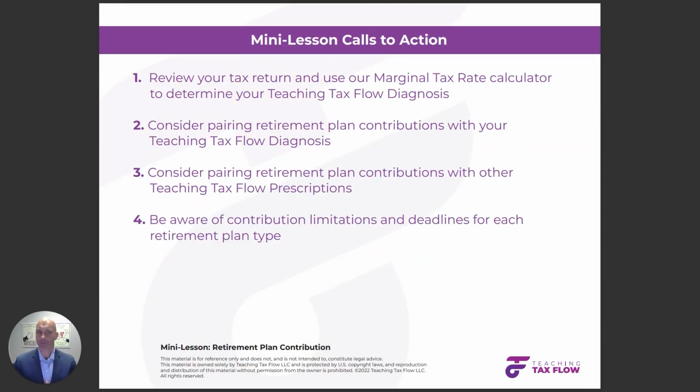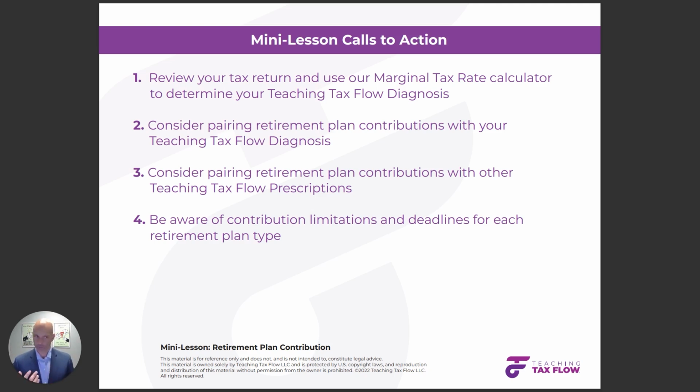So let's wrap up this mini lesson. First thing we're going to do, review your tax return, look at that marginal tax rate calculator in Teaching Tax Flow, figure out what your diagnosis is. We know it's pretty much going to be gold, but are you red? Are you green? Are you purple? Which one? Then you want to pair that. Remember, those red diagnoses are going to be more apt to be a pre-tax, a traditional, instead of the Roth. But pair the retirement plan contribution with your Teaching Tax Flow diagnosis.